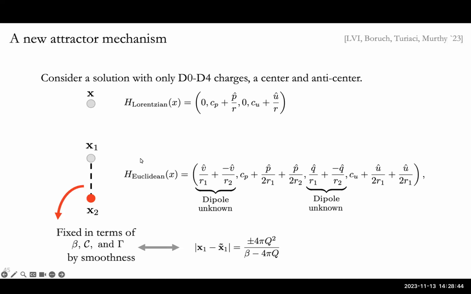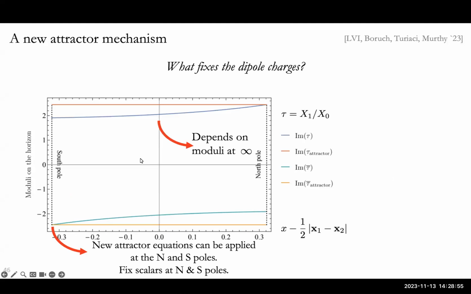The smoothness condition that I told you earlier fixes the distance between north and south in terms of beta, the moduli, and the charges, but does not fix the dipole charges. So in order to fix the dipole charges, one has to actually look at the new set of attractor equations on these geometries. I won't show them explicitly because they're an ugly set of algebraic equations, but they turn out to fix the value of the moduli on the horizon of the black hole.